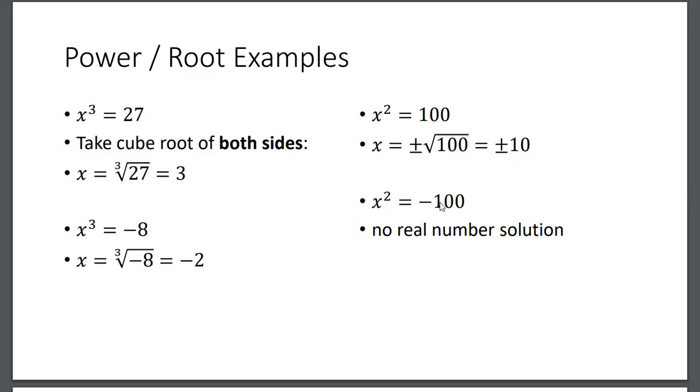x squared equals negative 100. Trying to take the square root of both sides will not stay within the real number system. A square root of a negative gets into the complex number system, and so there's no real number solution, which is the context that we're dealing with now.